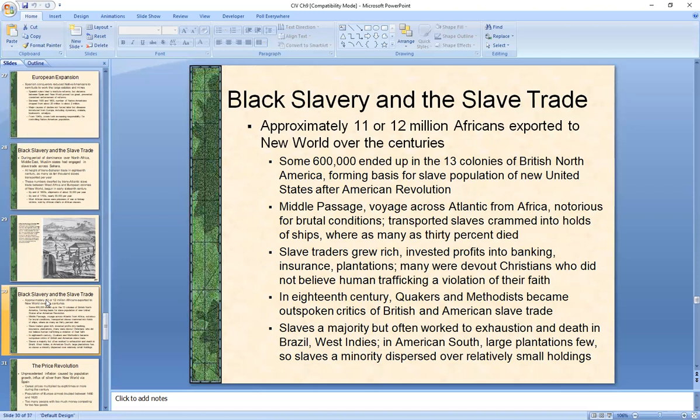The slave traders got rich and invested profits in banking, insurance, and plantations. The ironic thing is that many of these slave traders were devout Christians who didn't believe that this human trafficking was a violation of their faith. In the 18th century, Quakers and Methodists became outspoken critics of the British and American slave trade.